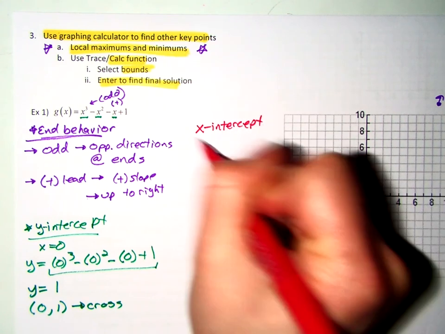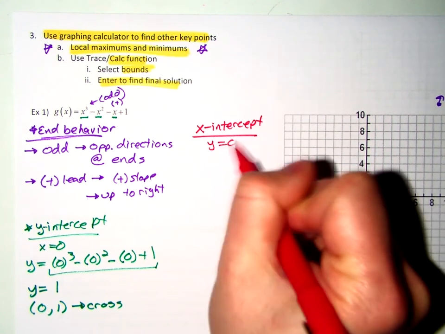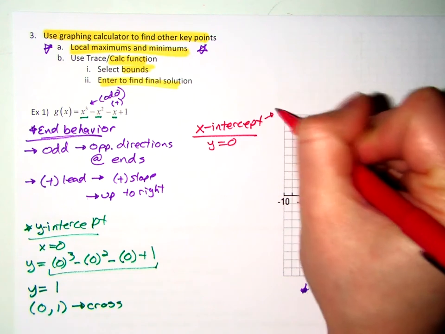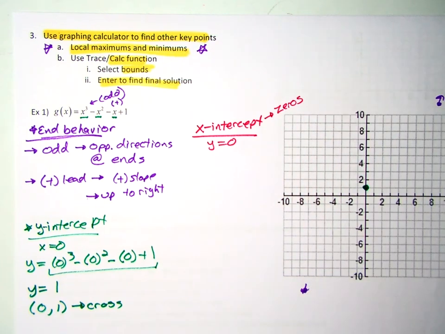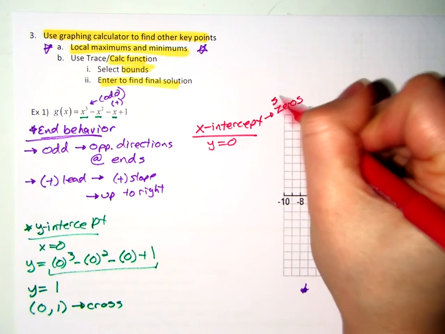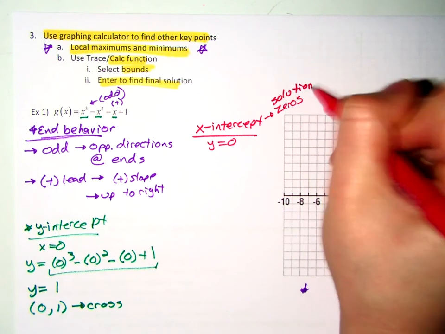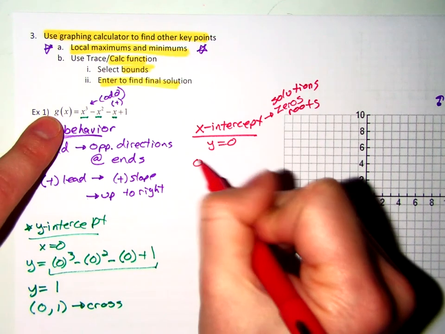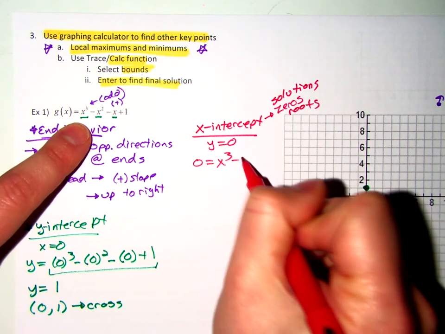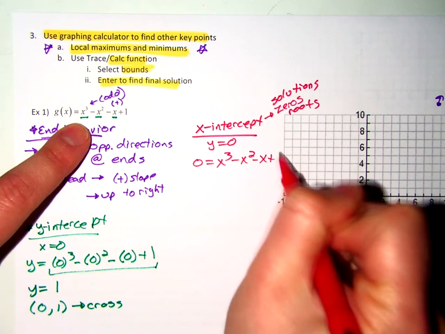My x-intercepts happen where y equals 0. And this is really what we've considered throughout this unit to be the zeros of the equation, or the solutions, or the roots. We've called it lots of things. So that x-intercept is all of those things. So we would put 0 in for g of x equals x cubed minus x squared minus x plus 1.